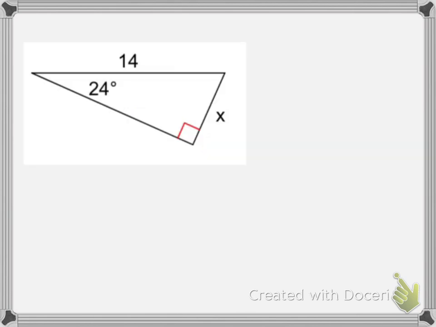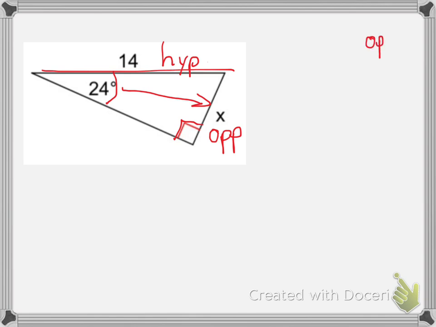All right, let's look at this first example. They gave us the angle of 24. So this is my reference angle. That means this side right here is considered my opposite. And then, since this side right here is across from this right angle, that makes this the hypotenuse. So, since I have opposite over hypotenuse, that means I'm going to be using the trig function sine.